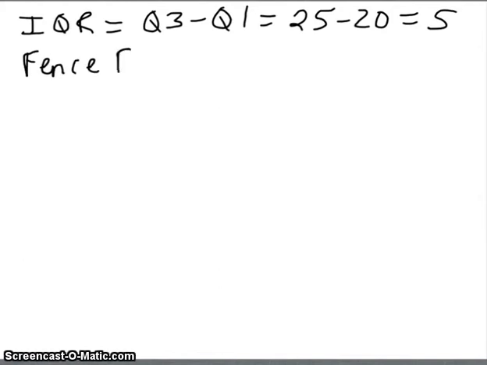And the fence rule says that we can take that interquartile range as kind of a measuring stick, and we can multiply it by 1.5, which in this case would be 7.5. And we can add 7.5 to the top end of the box, and subtract it from the bottom end of the box, to figure out where those imaginary fences are, outside of which would be any outliers.